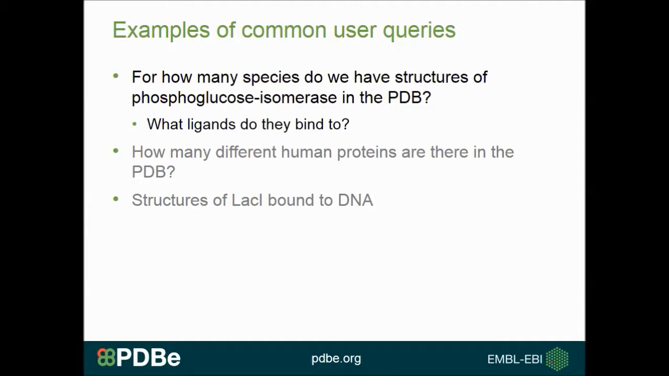So to highlight the features that I mentioned using the search, I will go through 3 examples. So we have common user queries that we get in here. For example, how many species do we have structures of phosphoglucose isomerase from in the PDB, and what ligands they bind to?